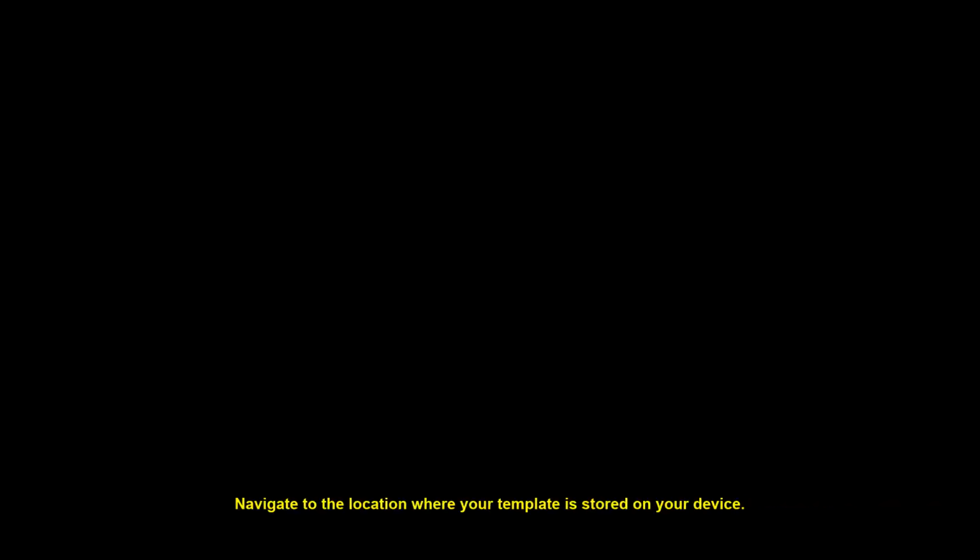If creating a new template, browse the available templates. Otherwise, navigate to the location where your template is stored on your device. Select the file and click Open. Your investment underwriting template will now load in Excel. You can start editing or customizing the template as needed.